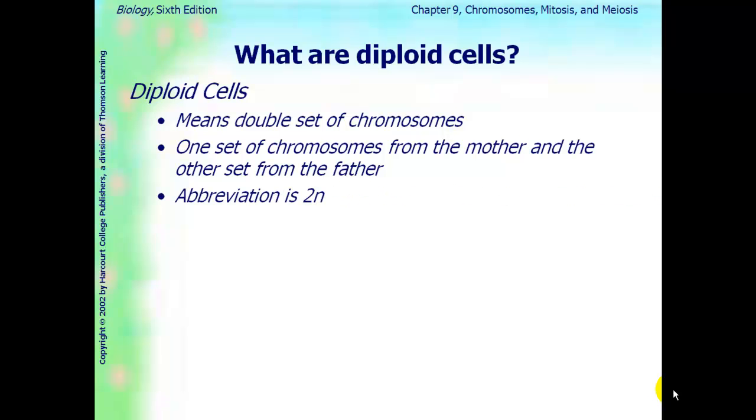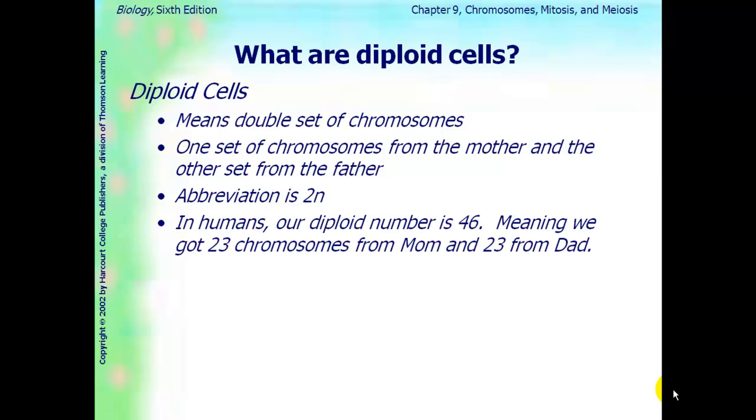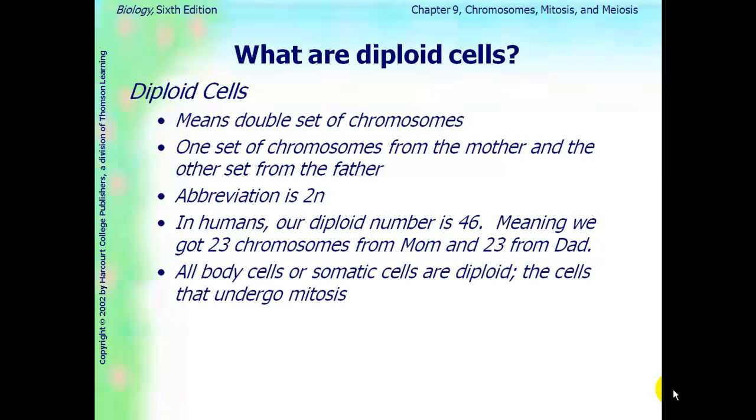Those are called diploid. The abbreviation for a diploid cell is 2N, meaning N is the number of chromosomes. In humans, our diploid number then is 46 because we get 23 chromosomes from mom and we get 23 chromosomes from dad. They come together and that makes 46 chromosomes in each of our body cells. All body cells or somatic cells are diploid, the cells that undergo mitosis.